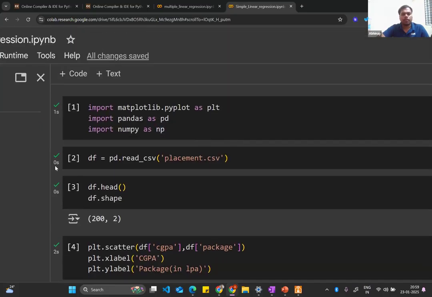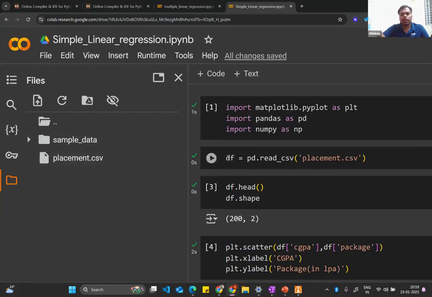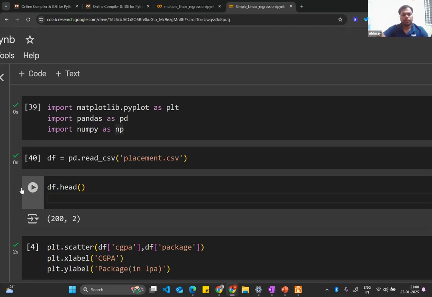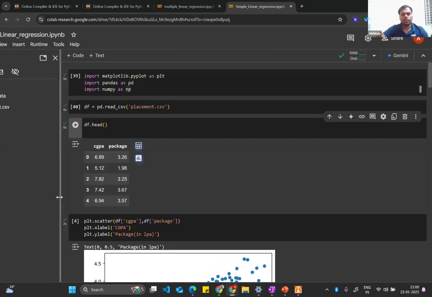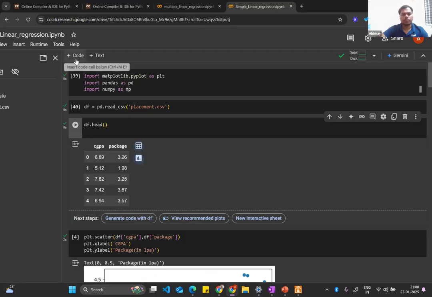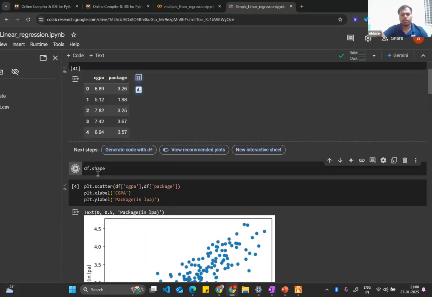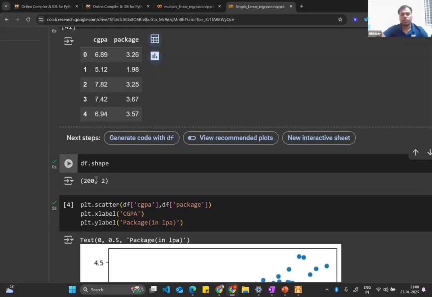So I have uploaded this placement.csv data set, the same thing, CGPA and package. Reading the data set placement.csv, and if you want to see, you can see the data set. How many columns do we have? Let's see. So we have two columns and 200 rows in our data set.